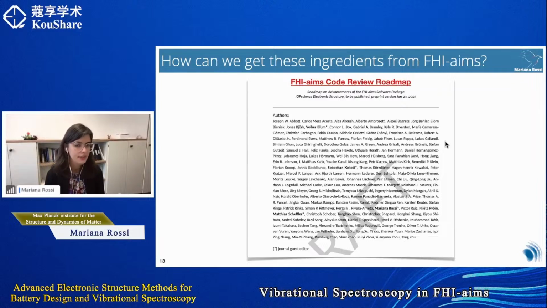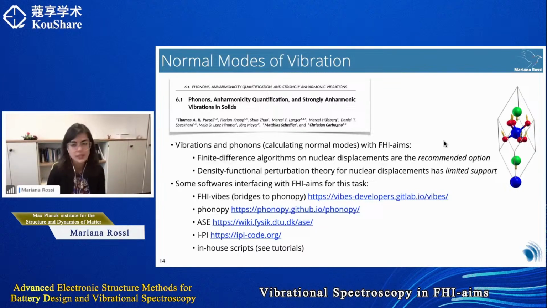And in this review, you will see several contributions that I walk through here that explain to you exactly how to get each one of these ingredients that I just mentioned in order to calculate vibrational spectroscopy. So the first one is, let's say you need phonons, right? If you want to calculate this in the harmonic approximation, you need phonons and vibrations for your systems. And this is covered by this contribution, number 6.1, that was led by Christian and Matthias, and Tom Purcell as well.